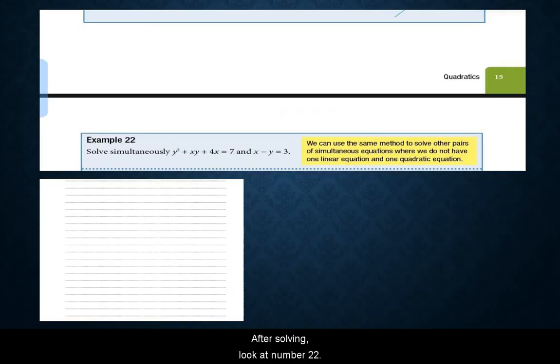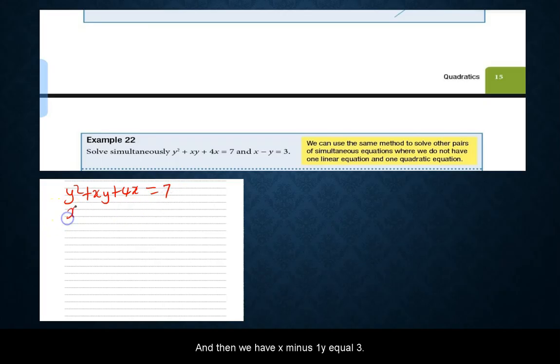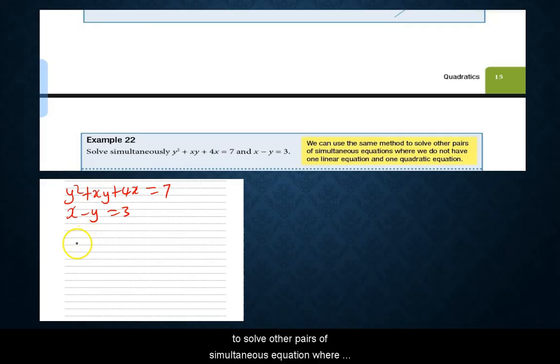Look at number 22. Solve simultaneously y squared plus xy plus 4x equal to 7. This is a quadratic. And then we have x minus y equal 3. Now this is not a standard equation. Again, we can use the same method to solve other pairs of simultaneous equations where we do not have one linear equation and one quadratic.